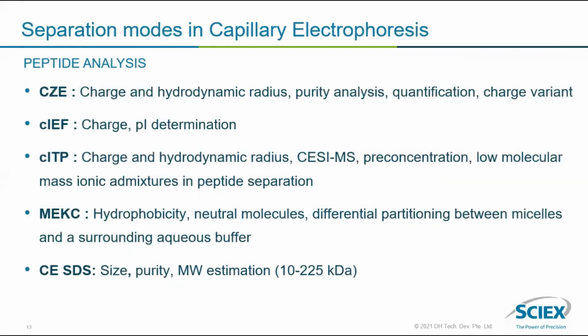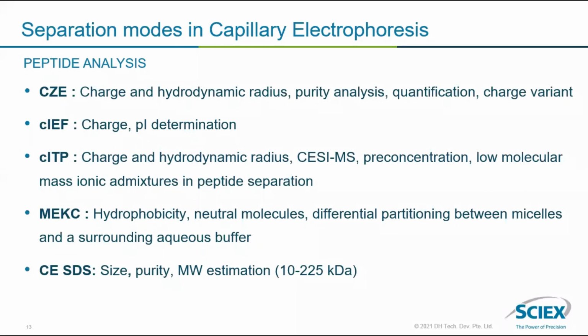When we talk about the different separation modes in capillary electrophoresis for peptide analysis, the most common is capillary zone electrophoresis, a method to quantify and identify the charge variants of your peptide molecules. It can be used for purity analysis and quantification of charge variants in any peptide samples. The second method is capillary isoelectric focusing, where we can calculate the pI of the charge variants in the peptide molecule.